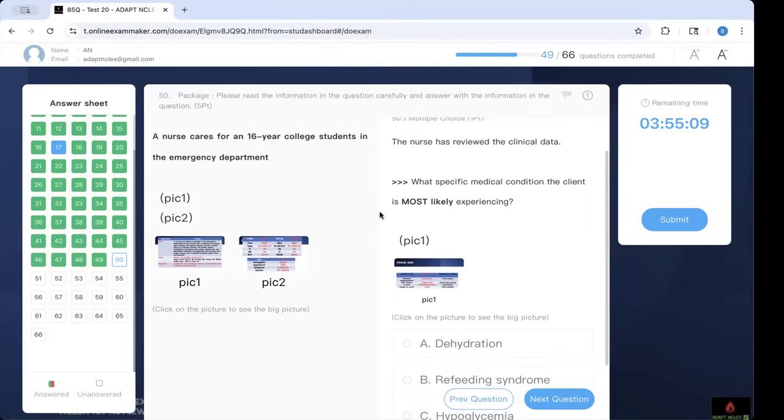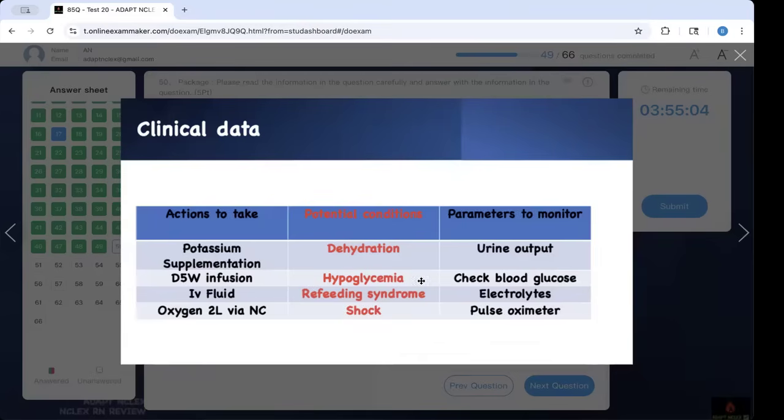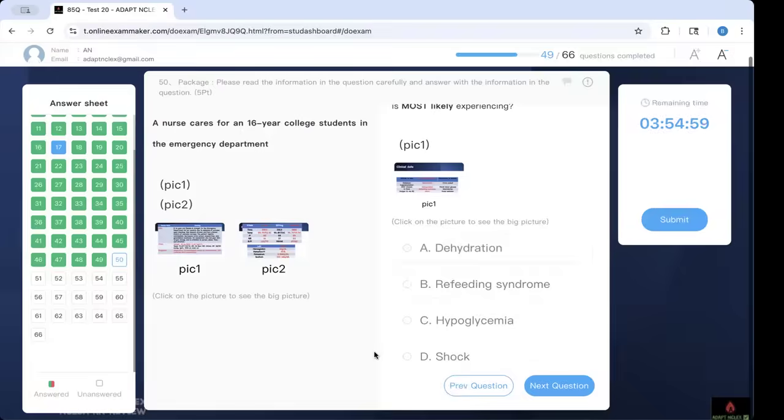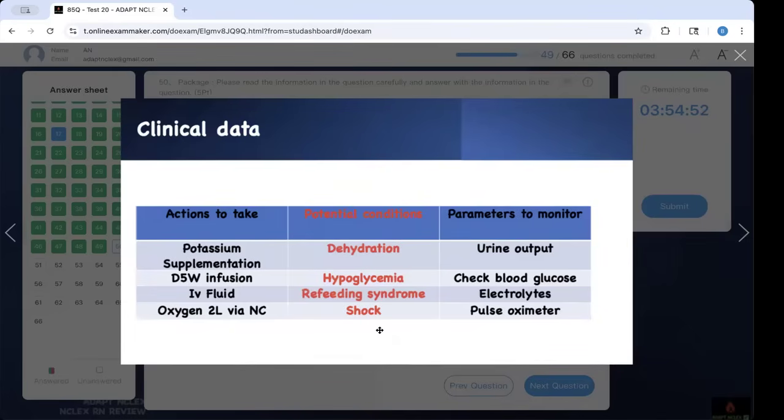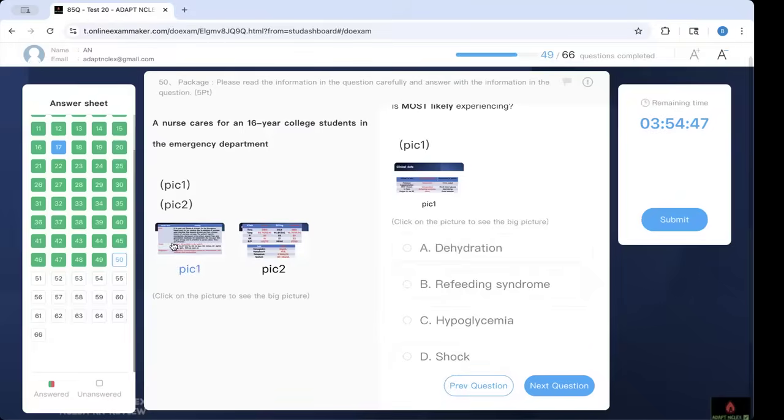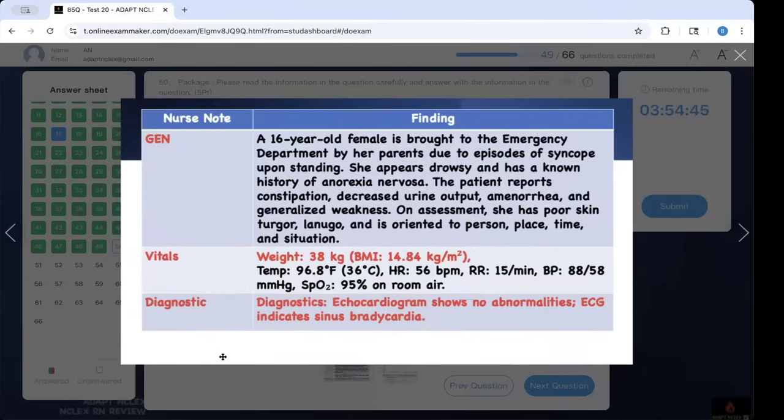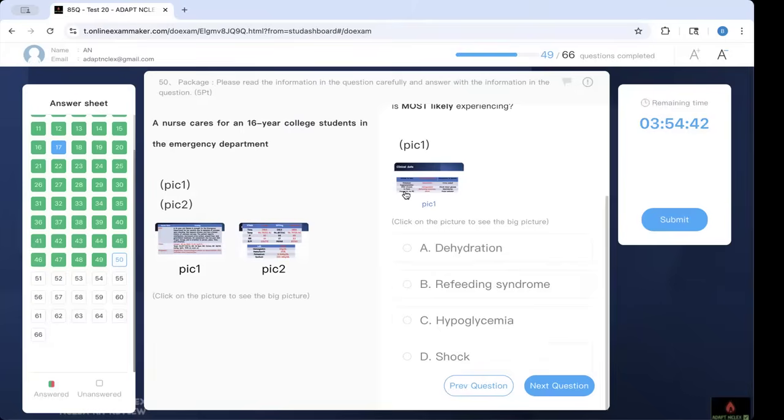The nurse has reviewed the clinical data. The condition the client is most likely experiencing is what? Dehydration, hypoglycemia, refeeding syndrome, or shock. That's all. What do you think is happening to this patient? Is this shock? If it's shock, you're going to have tachycardia.